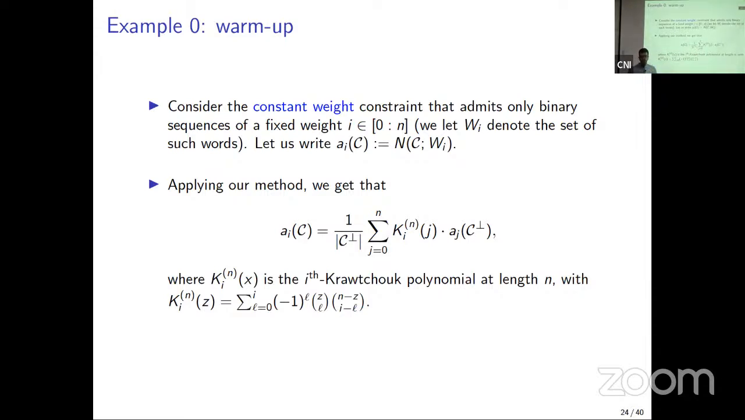And this is a very, very well-known relationship in coding theory. These are called the MacWilliams identities. And in fact, this is really the proof of the MacWilliams identities for linear codes.